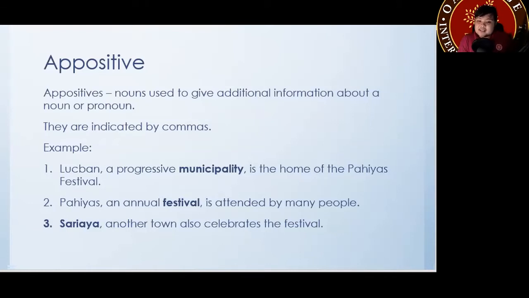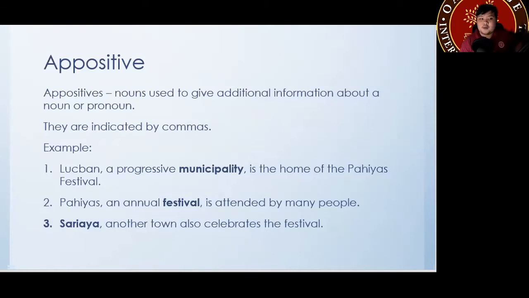Pahiyas, an annual festival, is attended by many people. Again, you have the phrase an annual festival in between 2 commas. Therefore, this is the appositive. Festival is the appositive, okay? And the subject there is Pahiyas. What about number 3? Let's look at number 3. Sariaya, another town, also celebrates the festival. Okay, now this time you have Sariaya with the comma. You don't have another comma there, so that means Sariaya there is the appositive. It is the added information. Your subject in number 3 is town.